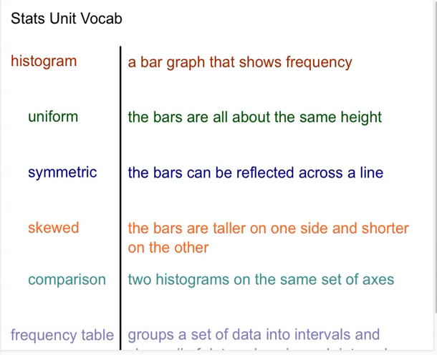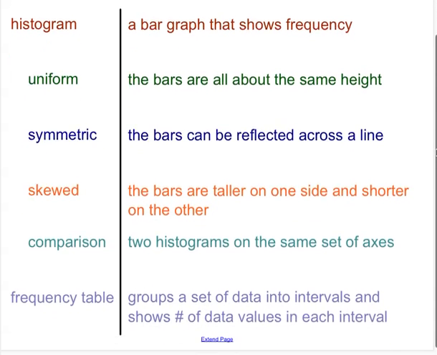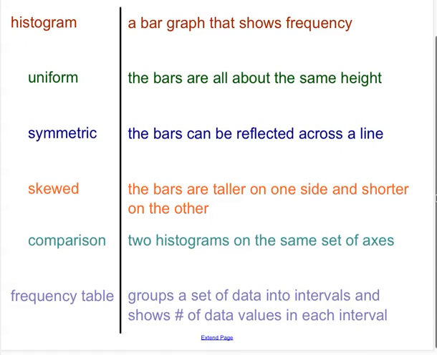We're also going to learn how to create a comparison histogram, and this is when you have two histograms on the same set of axes so that you can easily compare two similar data sets. And the way that you create a histogram is by using a frequency table. You create intervals that do not overlap and are the exact same amount in each interval, and I'll talk about that when we get to creating our histogram. And then you just kind of tally how many data values fall into each interval.